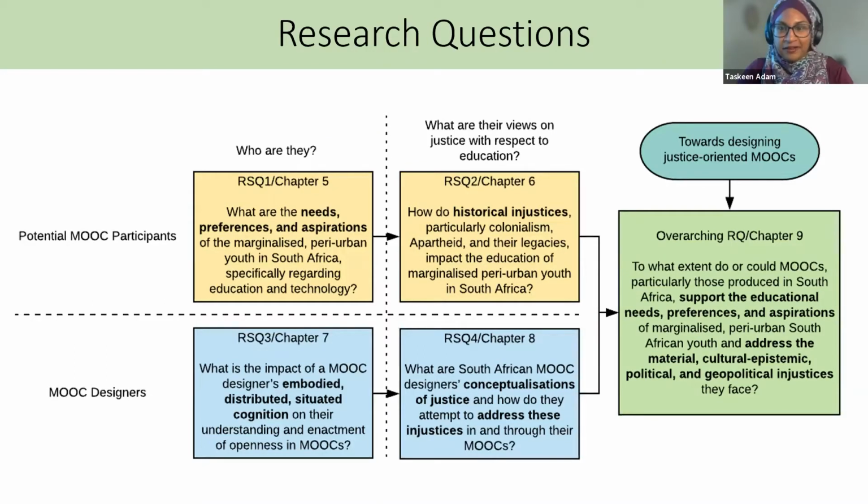But just broadly explained, there were two groups in my study. The potential MOOC participants, who were non-university students, so they were post-secondary students, and then MOOC designers from a variety of different South African universities, so 4 South African universities and 2 universities in the USA, because I wanted to understand the differences between South African MOOC designers and US MOOC designers. The participants were from Gauteng, KZN, and Limpopo, so various peri-urban regions: Cosmos City, Ivory Park, Umgababa, and Mangweng. With both groups, I first tried to understand their positions, who they are, what their needs and their preferences are, and then how they viewed justice with respect to their education.